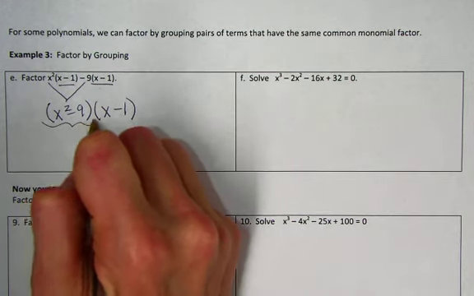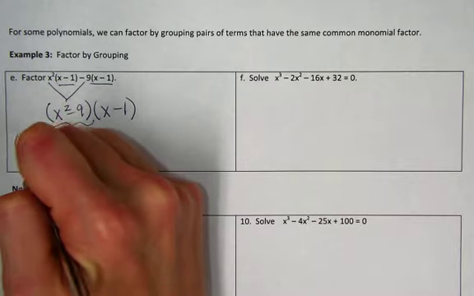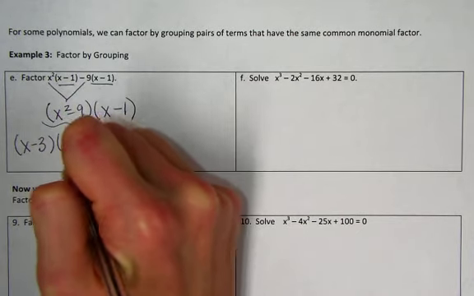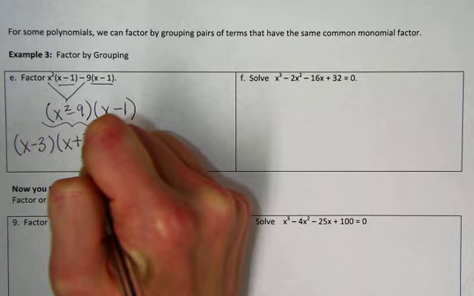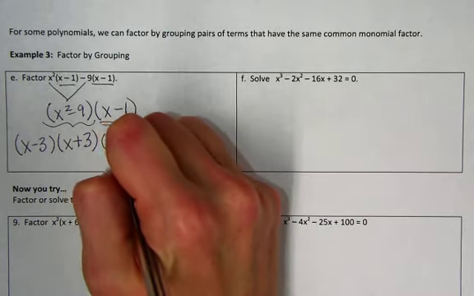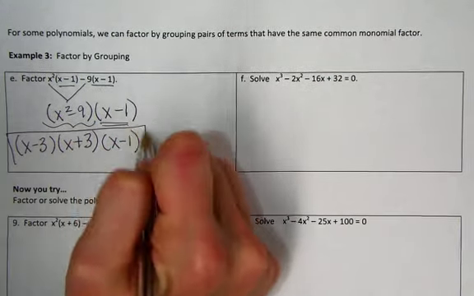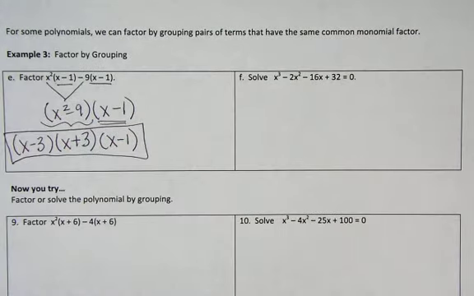If there are any groups that can actually be factored a little bit further, we're going to do so. So the x squared minus 9 can be broken down one more time. We know that to be x minus 3, x plus 3. And then the x minus 1 can't be broken down at all, so we're going to write x minus 1. It's in simplified form. So letter E can be broken down into 3 groups.